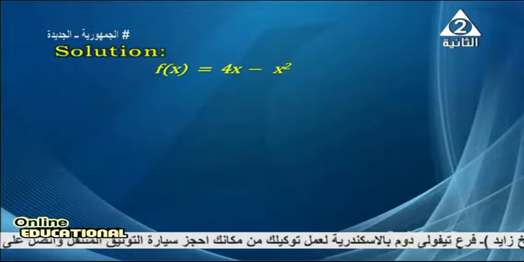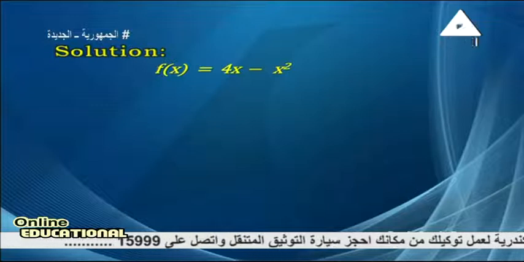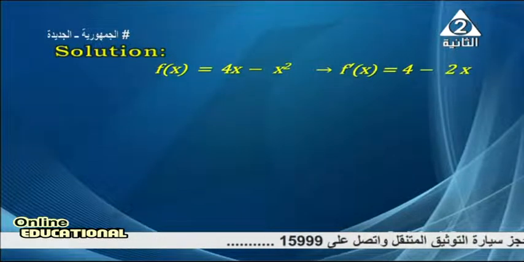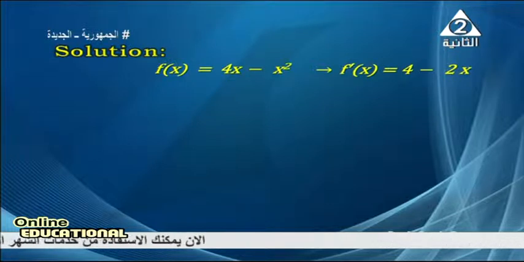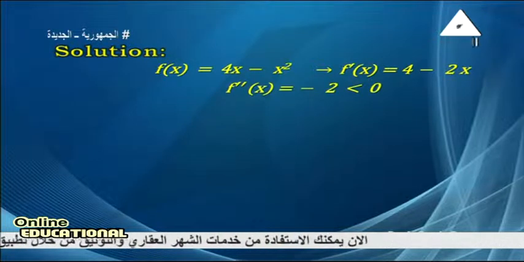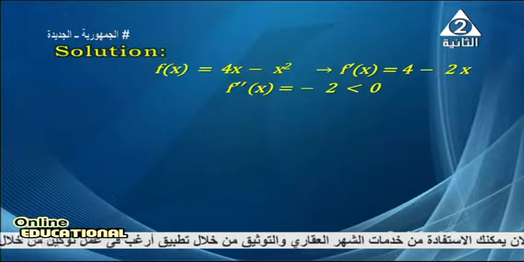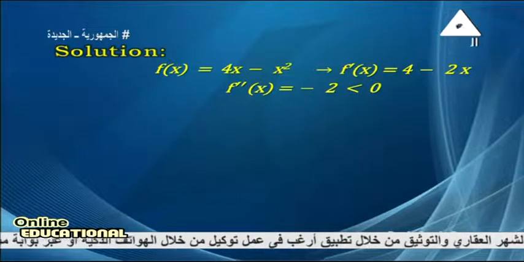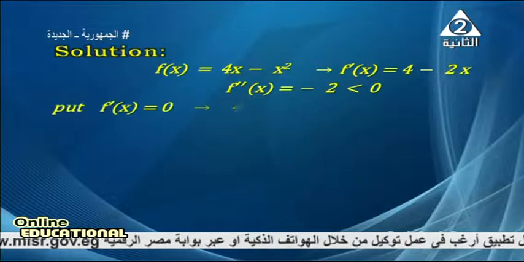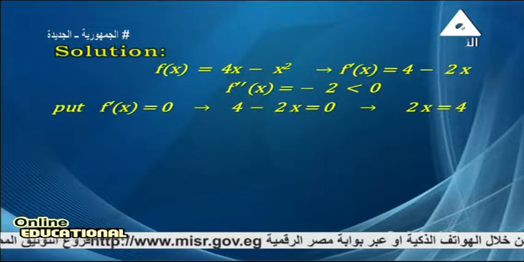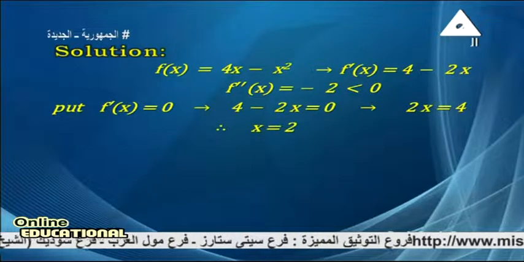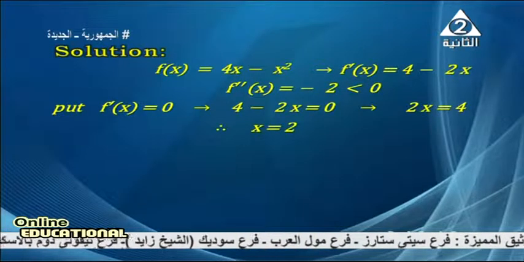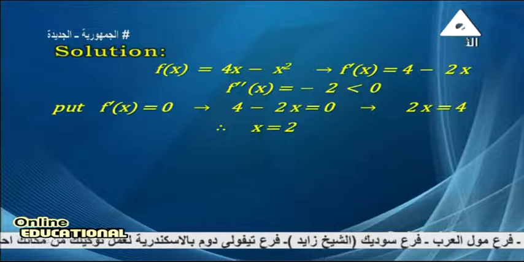The function f of x equals 4x minus x to the power 2, and the first derivative f dash x equals 4 minus 2x, and the second derivative f double dash x equals negative 2, which is less than 0. Put f dash x equals 0, then 4 minus 2x equals 0, and 2x equals 4. Then the value of x equals 2.